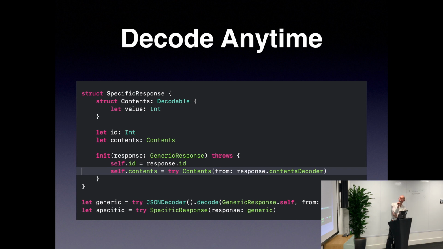Another thing we can try, if you want to do something asynchronously, is that when we create a specific response, we can do that anytime in the future, because the generic response owns the contents decoder. So even after the JSON decoder is deallocated, we can still use this content decoder to decode anything we want from it. And this is the basis of it.